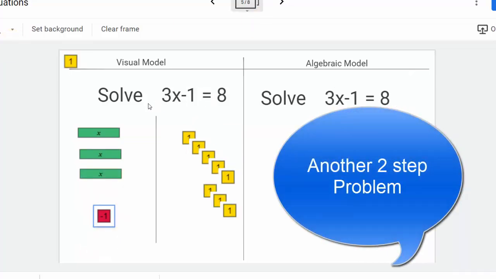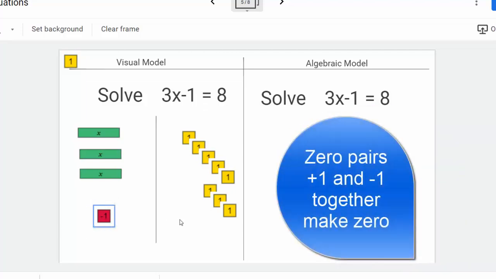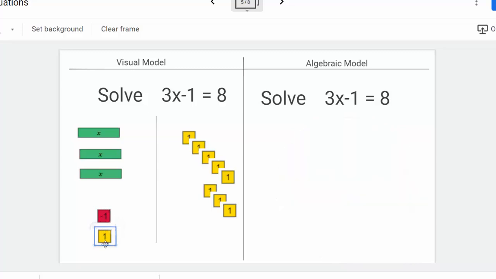Okay, we're getting a little trickier now. I've got 3x minus 1 is equal to 8. And again, that minus 1 doesn't have anything on the right-hand side to balance it out with. So what I could do is put a positive 1 on this side, and then I can zero it out like I did in integers. Now negative 1 plus 1 is 0, and I'm just left with 3x on the left-hand side. But remember, if I add 1 to the left-hand side, I better add 1 to the right-hand side. So now I've got 3x on the left-hand side, and I have 9 on the right-hand side.